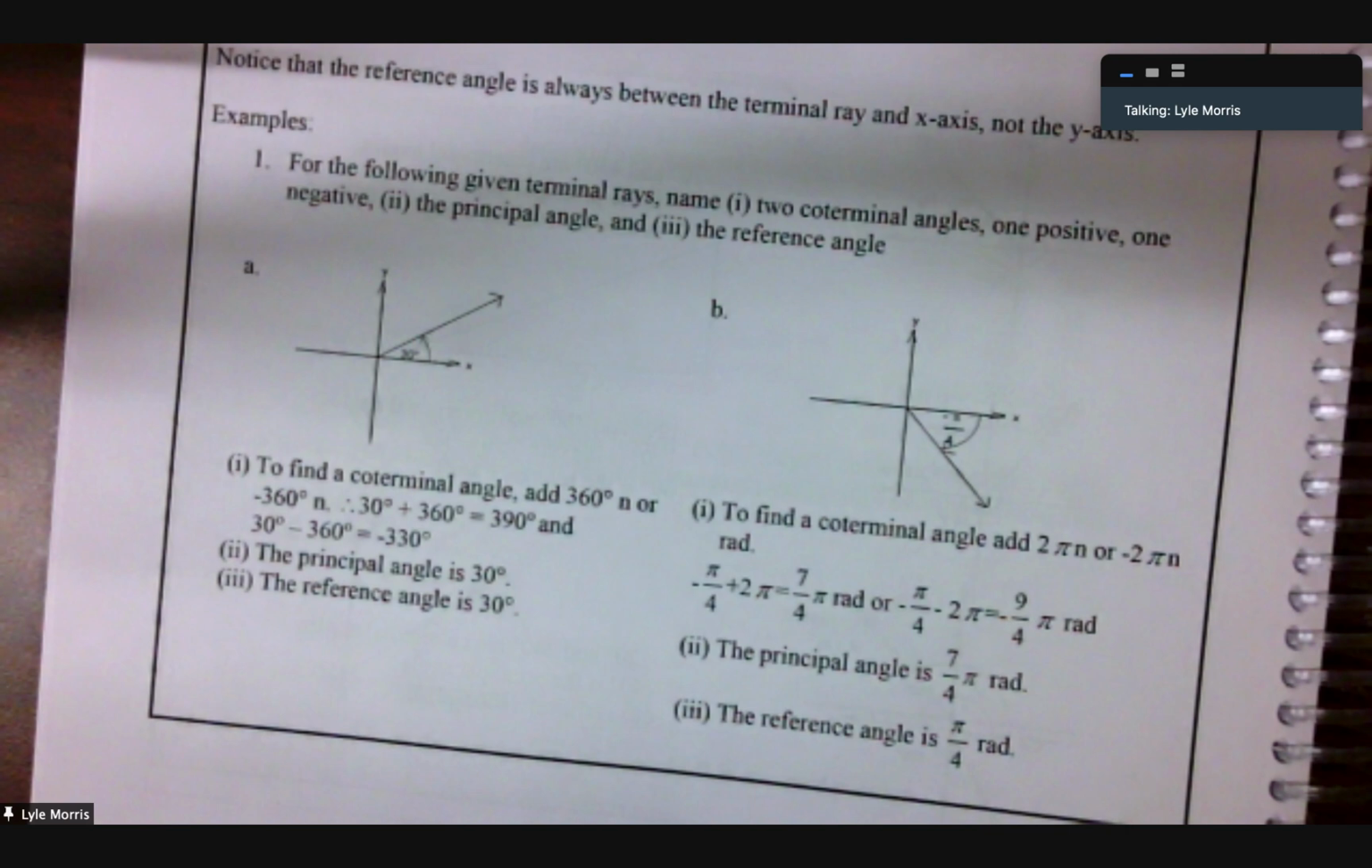So it wants us to do the same thing. The reference angle, by the way, is pi over 4 radians. We can add 2 pi to this, so it goes around like this to get that coterminal angle, and we can subtract 2 pi. It goes all the way around to go negative as well, which is what they're doing here. Negative pi over 4 plus 2 pi is 7 pi over 4. Or negative pi over 4 minus 2 pi is negative 9 pi over 4. Good. We're good, thank you.